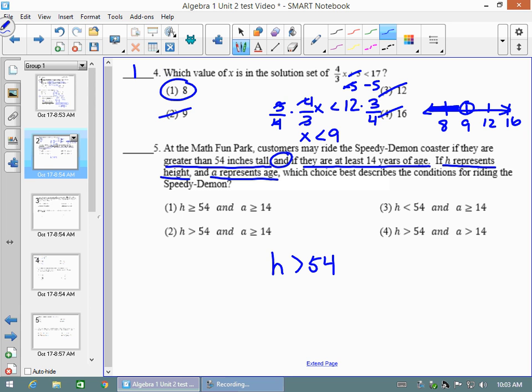They use the word and, so I need to use the word and. A is representing age, and it tells me they have to be at least 14 years of age. So at least means that's the least they can be, that's the youngest, but they can be older than 14 or equal to it, so greater than or equal to. This gives us choice 2.